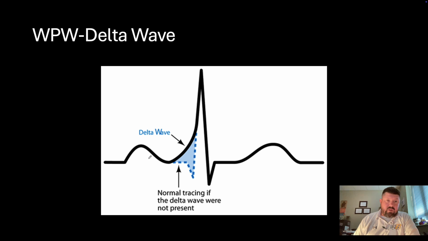So here's an example of the delta wave here. This part right here would be your normal PRI, but because we've got an early depolarization by an accessory pathway, we're going to go straight into ventricular depolarization. A delta wave is a slurring, slow rise of the initial portion of the QRS. You're going to have QRS prolongation and discordant ST segment and T wave changes.